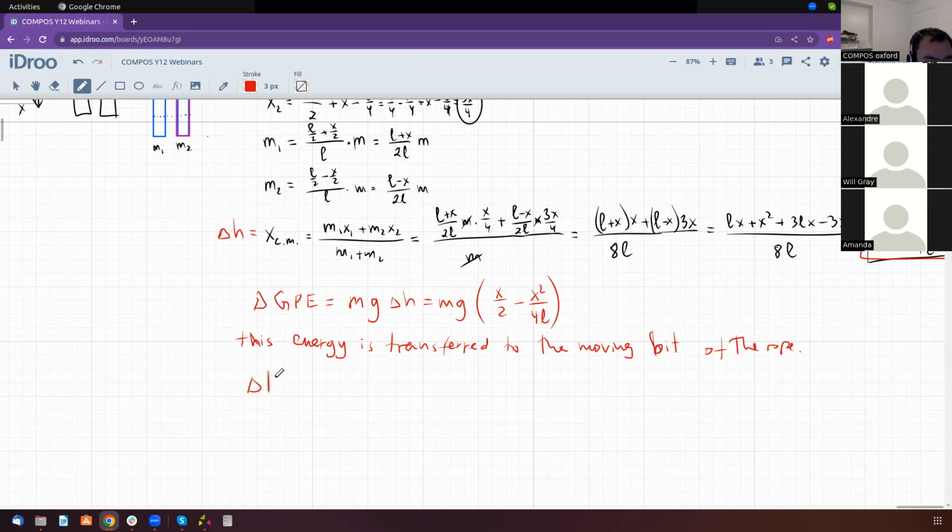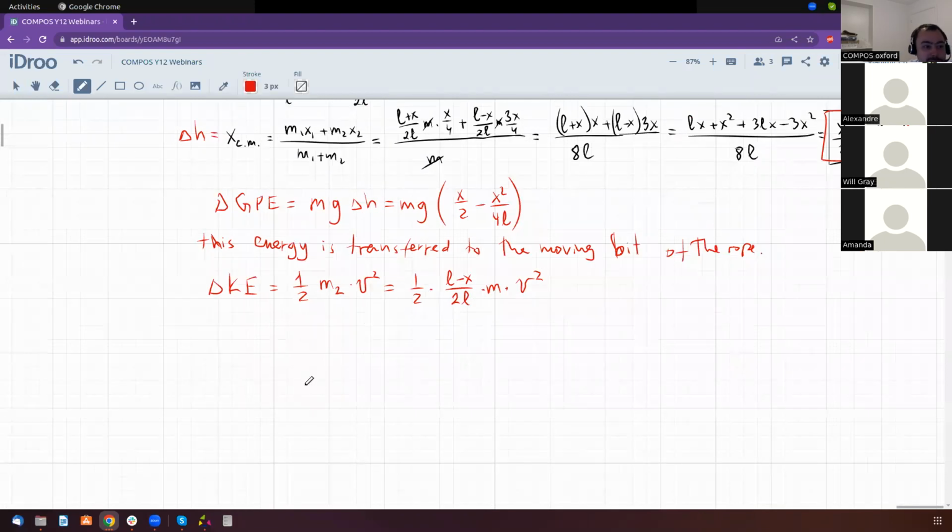So the change in kinetic energy is 1/2 m2, because that's the second part of the rope, multiplied by the velocity squared of that bit. So it's 1/2 multiplied by m2, which is (L minus x) over 2L multiplied by m, multiplied by v squared. And because of conservation of energy, these two have to be equal.